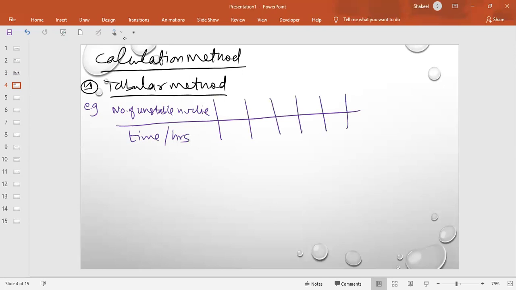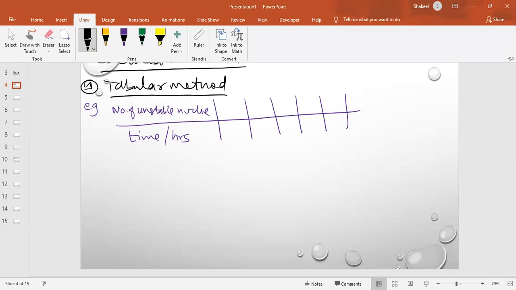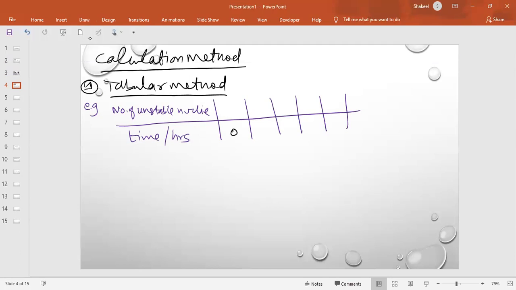We have some values given over there, and let's say these values are at time 0, the number of unstable nuclei were 1000, and after a time of 1 hour, they become 700. After a time of 2, they become 500. After a time of 3, they become 350, and after a time of 4, they become 250. So now what is our task? We have to find the half-life of this radioactive element for which the data is given.